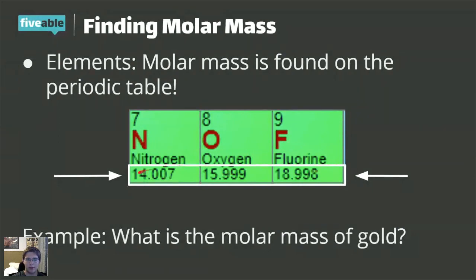that element. So if you get 6.022 times 10 to the 23rd atoms of oxygen together, you'll have 15.999 grams of oxygen. Similarly, if you get 6.022 times 10 to the 23rd atoms of fluorine together, you'll end up with 18.998 grams of fluorine. And the same thing goes for nitrogen and for any other atom on the periodic table.